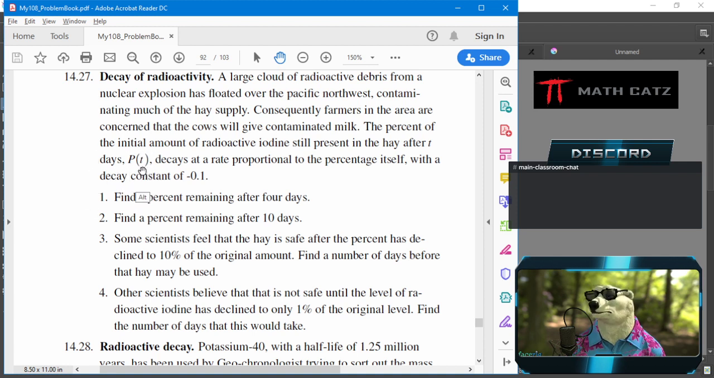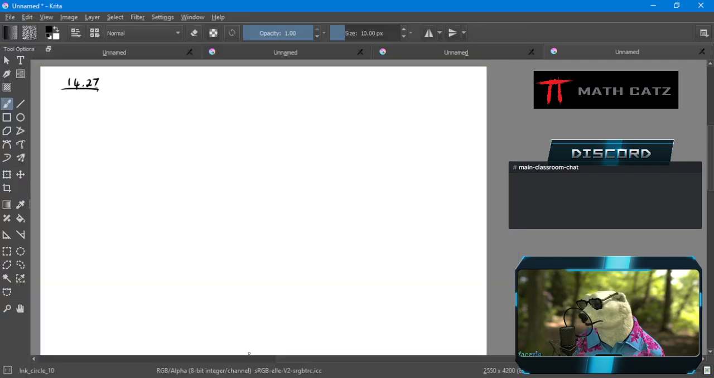I don't have to. It's not a Y. It's not an N. It's a P. And it decays at a rate proportional to the percentage itself, with a decay constant of negative 0.1. All right, so that allows me to set up my differential equation as a translation of that information.